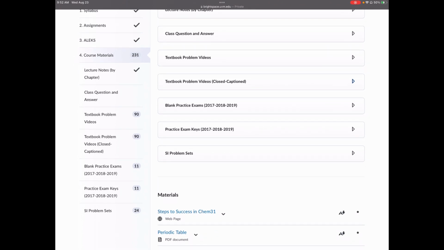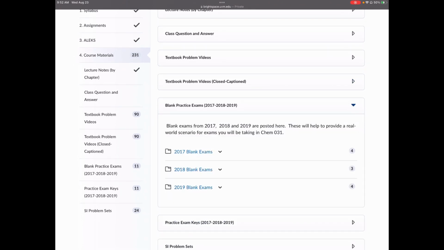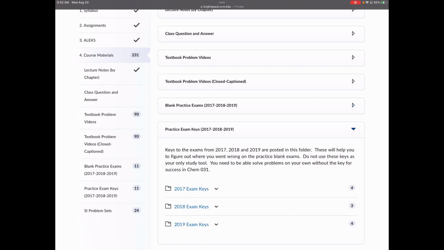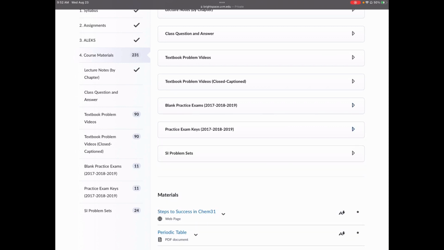Also posted are blank practice exams from the past three years, 2017, 2018, 2019. I post blank exams. These are real exams that were given. I also post the keys to those exams. This is really good extra practice. I would not use these exams as a study tool. I would use these exams as a gauge of where you're at in your knowledge.